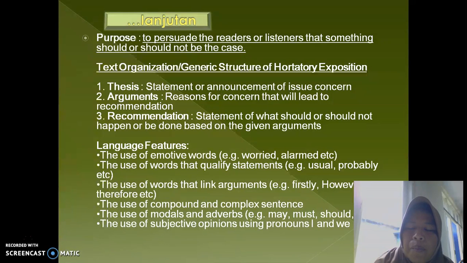The language features we use here is the use of emotive words, for example, worried, alarmed, etc. And then the use of words that qualify statements such as usual, probably, etc. The third one is the use of words that link arguments, for example, firstly, however, therefore, etc. The next one is the use of compound and complex sentences, and then the use of modals and adverbs, the use of may, must, should, etc. And then the last one is the use of subjective opinions using pronouns I and we.